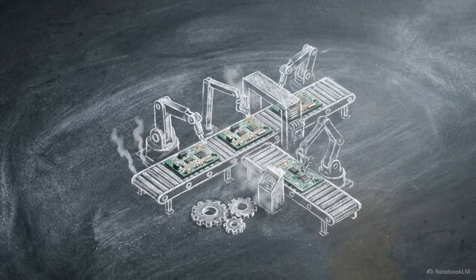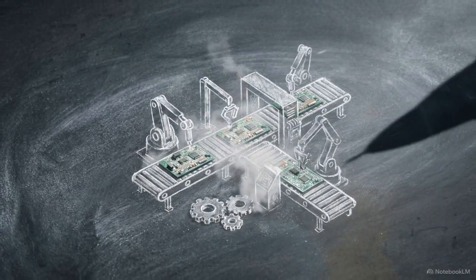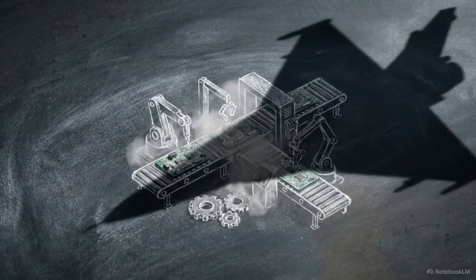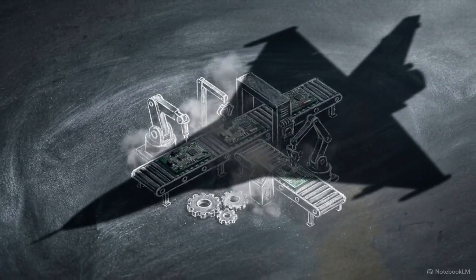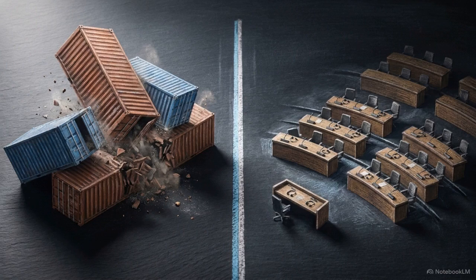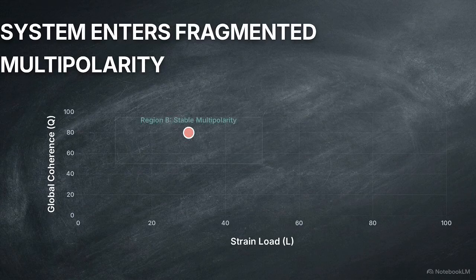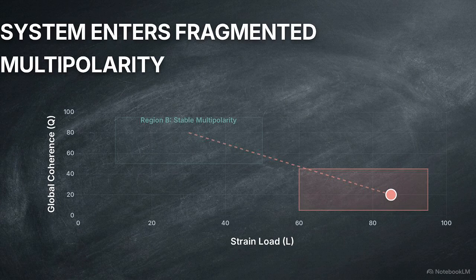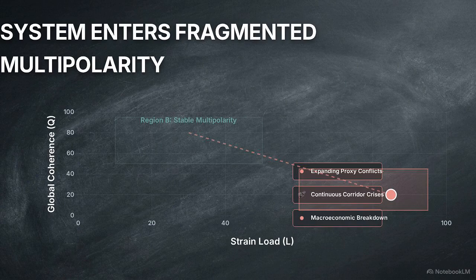However, applying current 2024 data changes the output. Record-high global military expenditures and the active weaponization of manufacturing supply chains have caused a massive spike in the strain load variable, while institutional coherence has simultaneously dropped. Because of this mathematical imbalance, the plotting dot migrates sharply down and to the right, crossing the threshold into Region C, fragmented multipolarity. The physical symptoms of a Region C environment are highly recognizable. The system experiences expanding proxy conflicts, continuous corridor crises, and the breakdown of coordinated macroeconomic action.